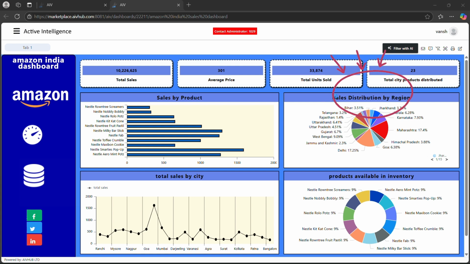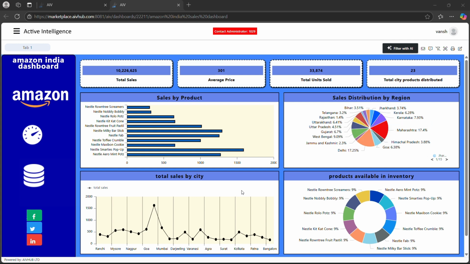Moving on to the next, which we have is sales distributed by region. It is a pie chart. It breaks down our sales by various regions across India, such as Delhi, which has 70.25 percent, Maharashtra 70.4 percent, West Bengal with 9.9 percent, Gujarat with 6.79 percent. This chart helps us to understand where our products are most popular, enabling us to tailor our regional marketing efforts and to improve overall sales.